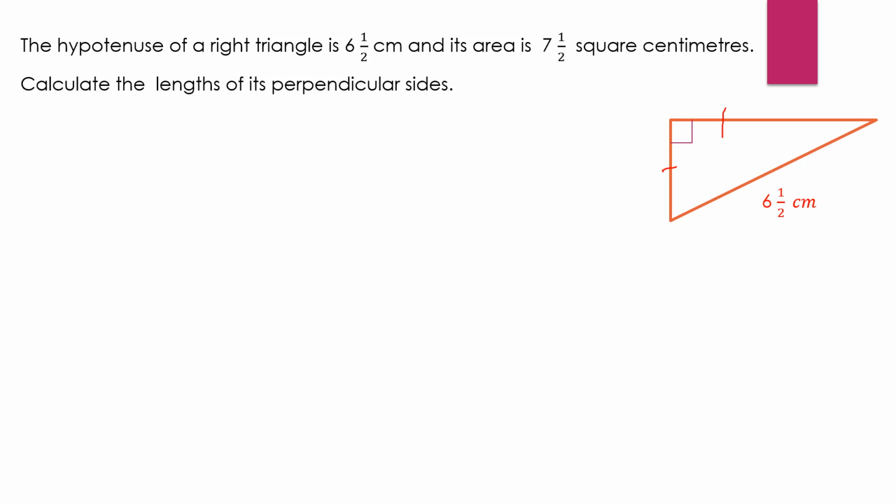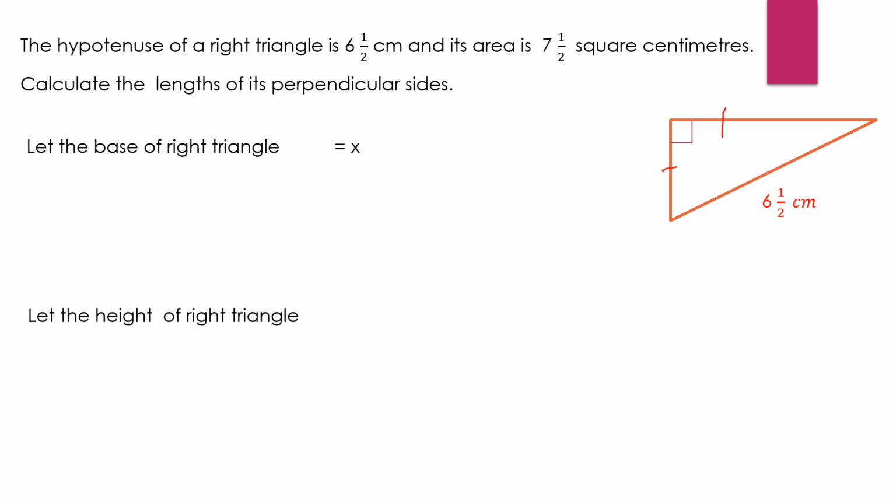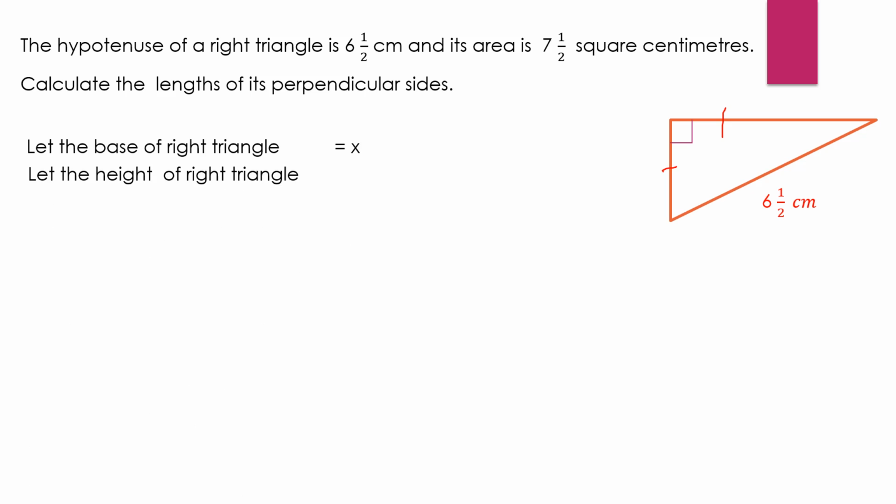First of all, here we need to find the length of the perpendicular sides. So what will you take? Let the base of the right triangle be x and the height be y. You can also take the base as y and the height as x. There is no problem, because the base and height are the perpendicular sides. Now, what are you going to do next?